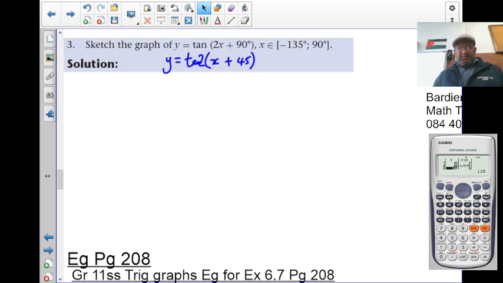Okay, so for the y-axis, because of the tan graph, it goes to negative infinity and positive infinity. I'm going to rather make it 4 and minus 4, in steps of 1. Okay, so let's copy that.